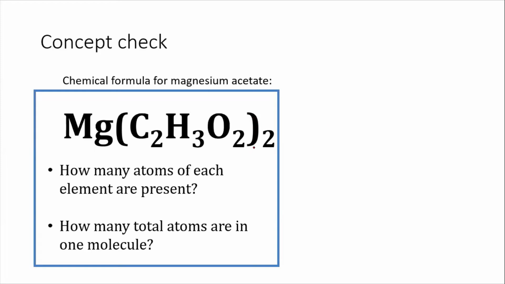So when you have parentheses, the number outside the parentheses gets applied to everything inside the parentheses. So for oxygen, we have 2 oxygen atoms times 2, because there's 2 and 2, 2 times 2, 4. For hydrogen, we have 3 hydrogens, but we need to multiply that by 2. 3 times 2 equals 6. And for carbon, same thing. We have 2 carbons, and we need to multiply that by 2 because of the 2 outside the parentheses, equals 4.